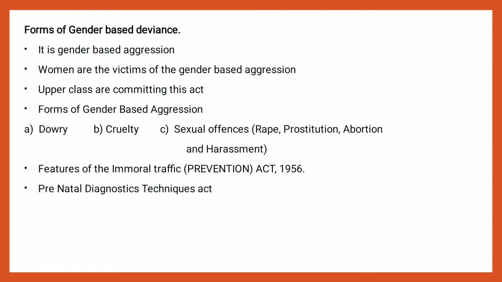Women are the victims of gender based aggression. Normally, it is found in the upper class, and the upper class are committing this act. The forms of gender based aggression, we can classify. One, dowry. Second, attached to dowry, cruelty. What is cruelty? That also you have to study. And sexual offences: rape, prostitution, abortion, and harassment. And the features of the Immoral Traffic Act 1956 and the Prenatal Diagnostics Techniques Act.